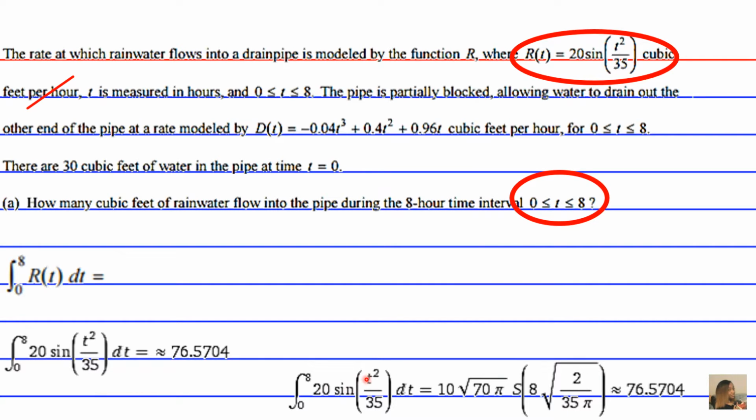What it would really look like if we tried to solve it is the integral of 20 sine of t squared over 35 dt, is equivalent to 10 times the square root of 70, the square root of 70 times pi S, and this S is something special. It's the Fresnel integral. I'll write it out for you.